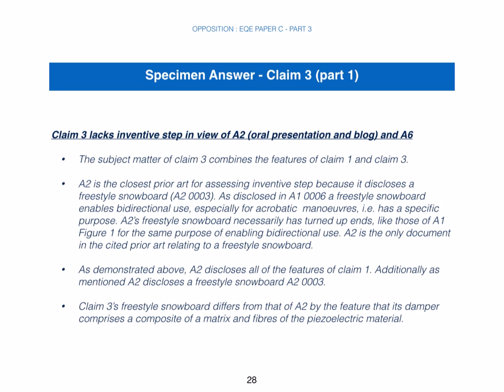As demonstrated above, A2 discloses all of the features of Claim 1. So that is a shortcut. It's a streamlined part of the argument. Additionally, as mentioned, A2 discloses a freestyle snowboard, A2 paragraph 3.